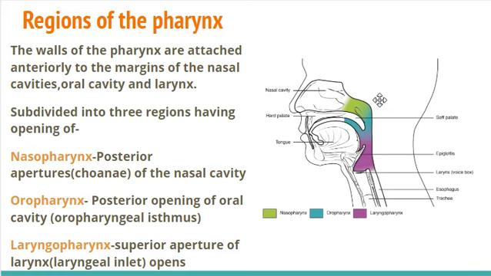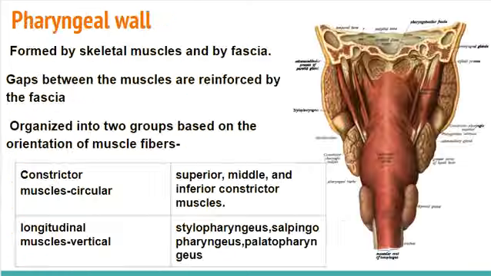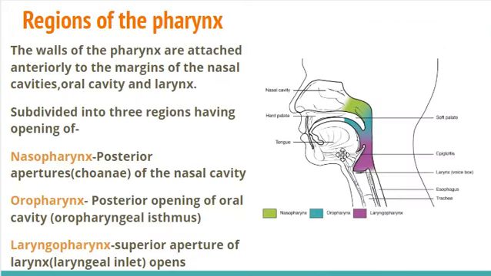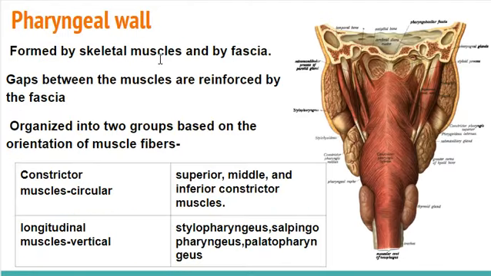Now coming back to the C-shaped wall that we had talked of earlier, we see that the pharyngeal wall, posterior to these three regions, is composed of skeletal muscles as well as fascia, and wherever the skeletal muscles are absent, it is reinforced by connective tissue. Now the muscles of the pharyngeal wall are organized into two groups based on the orientation of the muscle fibers. The first group is the circular constrictor muscles, and the second group is the longitudinal muscles.